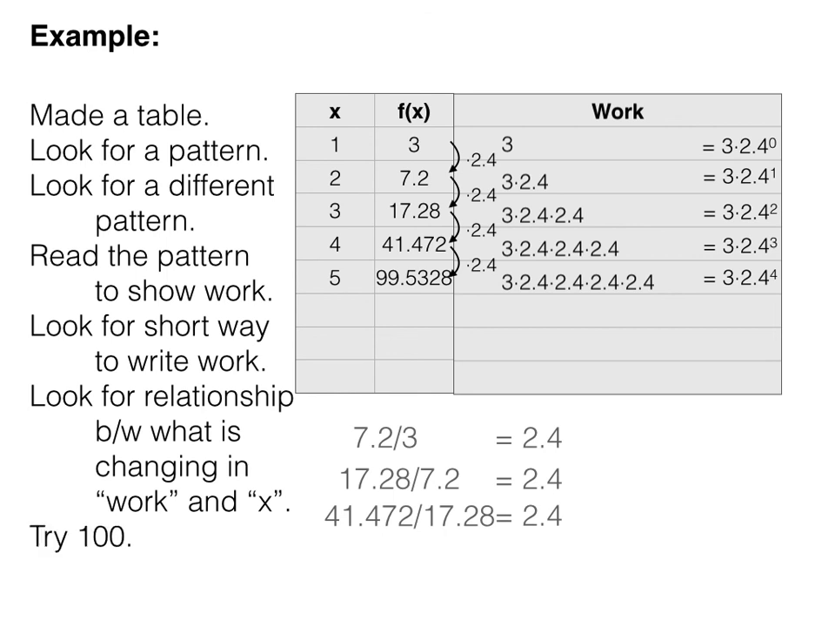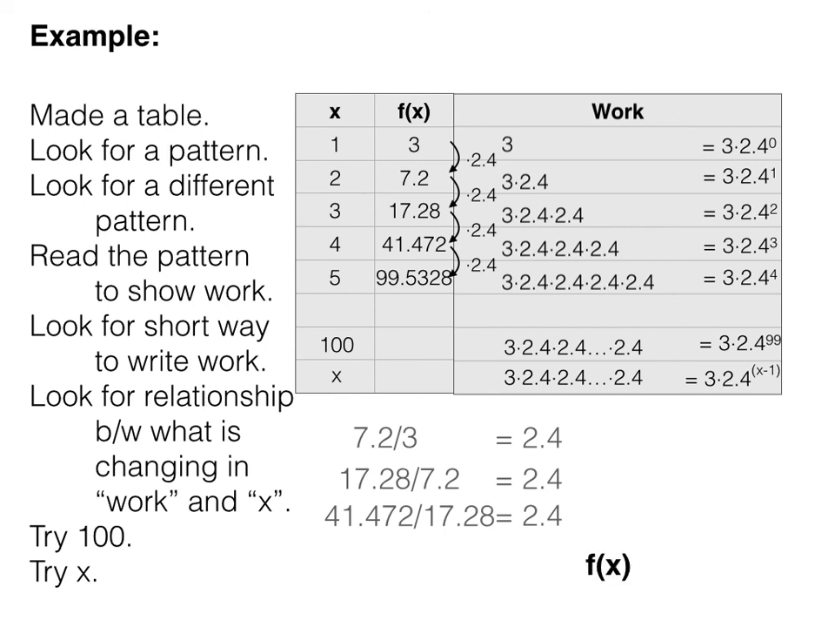So we can try 100, and we know we have a bunch of 2.4s. 3 times 2.4 times 2.4, etc. That leaves us with 3 times 2.4 to the 99th power, because 99 is 1 less than 100. Try it with x, a bunch of 2.4s. So 1 less than that, 3 times 2.4 to the x minus 1 power. So again, we have our rule. F of x is equal to 3 times 2.4 to the x minus 1 power.